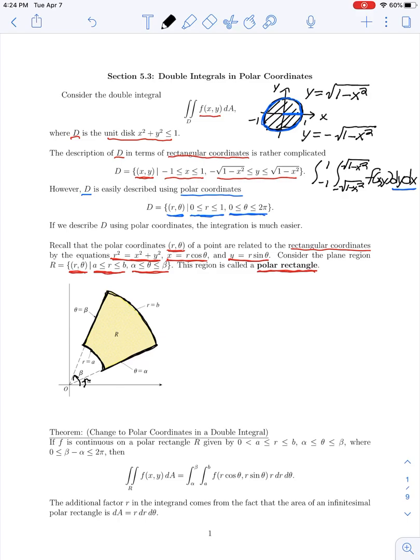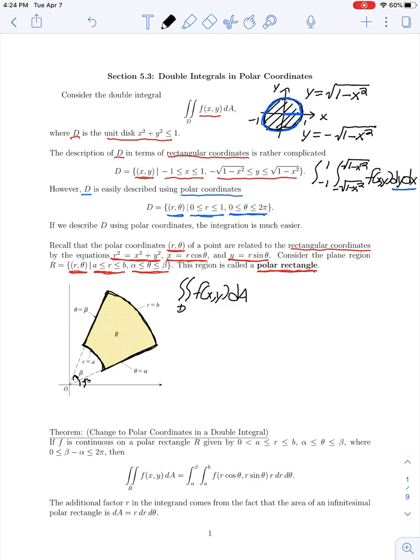And let's think about how to convert our double integral of a function f of x and y with respect to area over this region D into an iterated integral making use of polar coordinates r and theta. The way that we're going to do this is similar to the way that we did it for rectangular regions in rectangular coordinates. We could start by partitioning this polar rectangle R into little subregions.